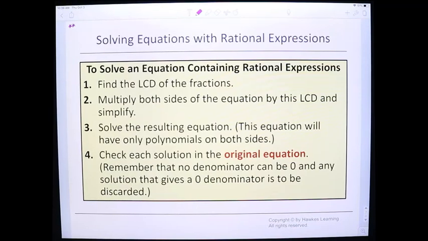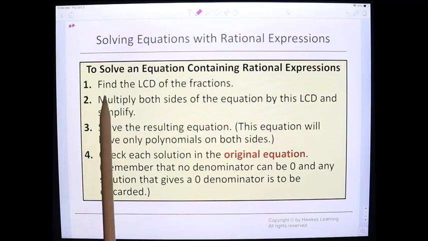I'm a math instructor at Spartanburg Community College, and we are talking today about solving equations that contain rational expressions or algebraic fractions. I've got a list of steps here for you. I thought you might want to look through these or maybe jot them down.